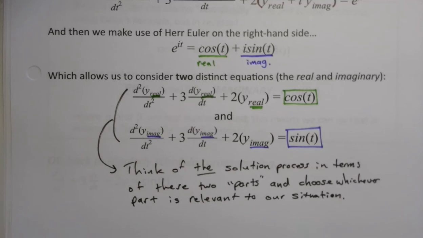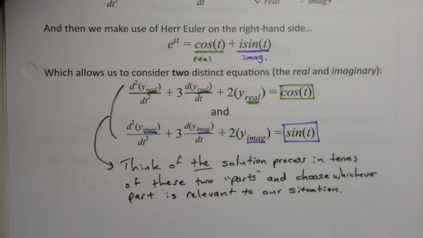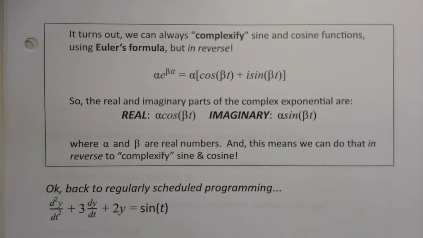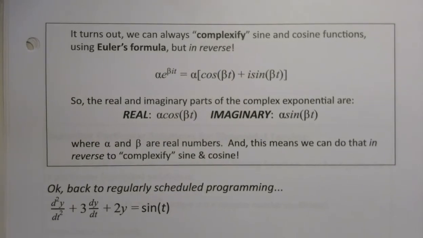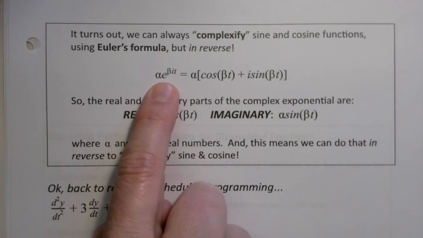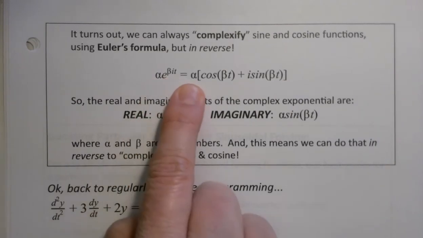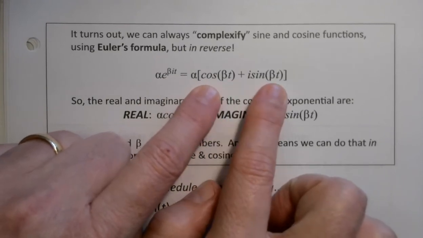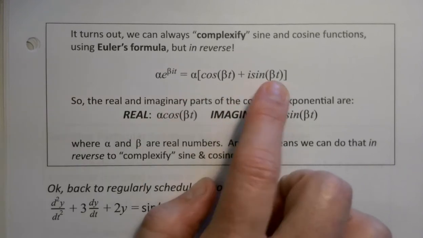Now, on the surface, this seems kind of strange, and it seems like we're making things more complicated than they need to be. And truth be told, that really is what we're doing. We're following a process that's called complexification. At the top of the next page, you'll see that we can always complexify sine and cosine functions using Euler's formula, but we do it in reverse. If you remember, Euler's formula says if you've got alpha times e to the beta it, you can factor out that alpha, and then the e to the beta it boils down to everything inside the brackets. There's the cosine, the real part, and then there's the sine, the imaginary part.